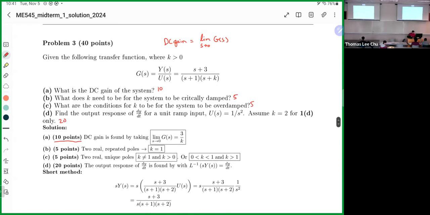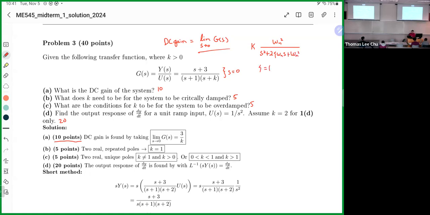So you apply that, you just plug in s equal to 0 and you get the DC gain. And in the review, I talk about why this is the definition of the DC gain. What does K need to be for the system to be critically damped? While it can work, you can write this transfer function into this form here, K times omega n squared over s squared plus 2 zeta omega n s plus omega n squared, and you set zeta equal to 1. A lot of people did that.